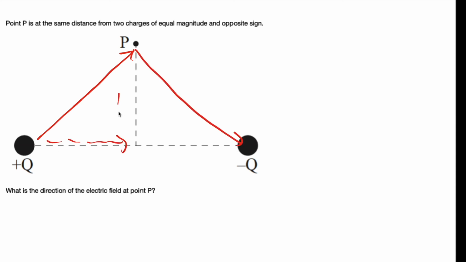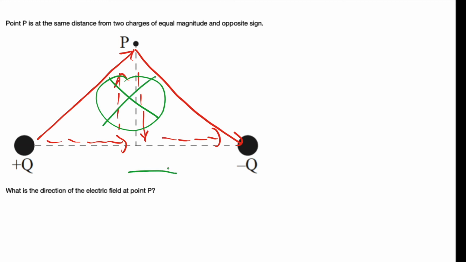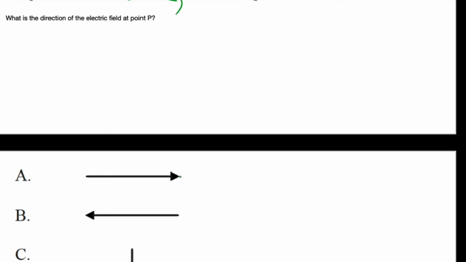Now I can separate them into different components. Here, in the vertical direction, it cancels off. So the electric field is pointing in the right direction. A is the answer.